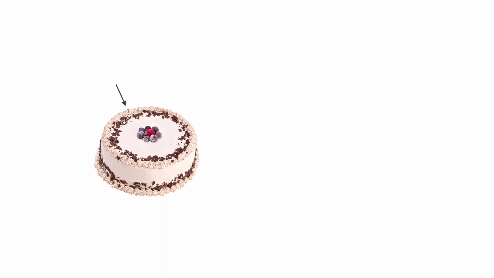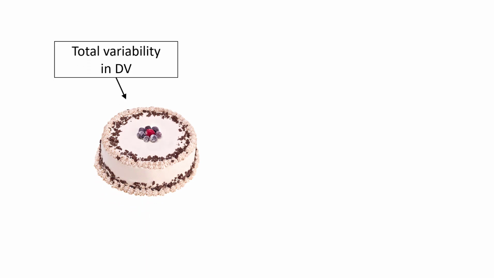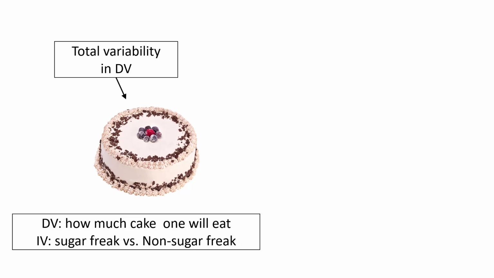But what exactly is explained and unexplained variability? Let me take an example and clarify this. Imagine that I give this whole cake to each of you. My dependent variable is the amount of cake you will eat when I give this to you, and my independent variable is whether you are a sugar freak or not. I hypothesize that those of you who are a sugar freak will eat significantly more cake than those of you who are not a sugar freak.